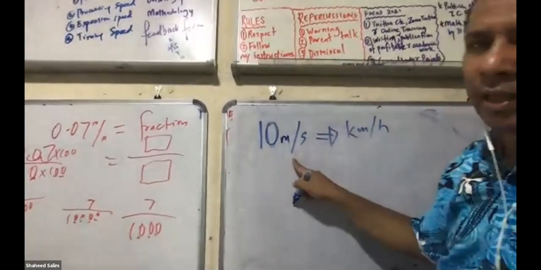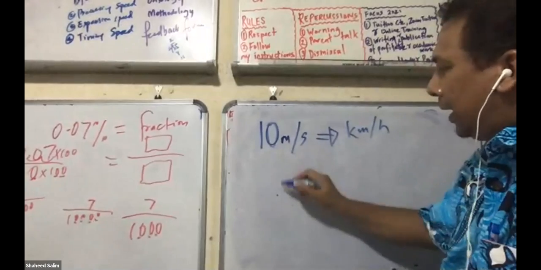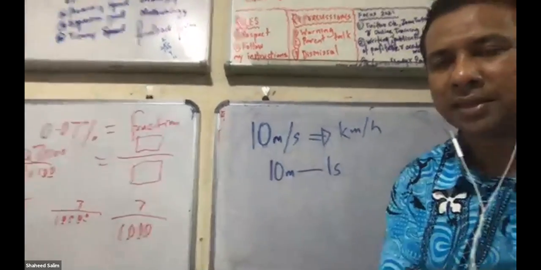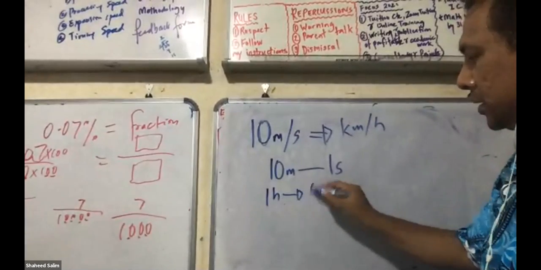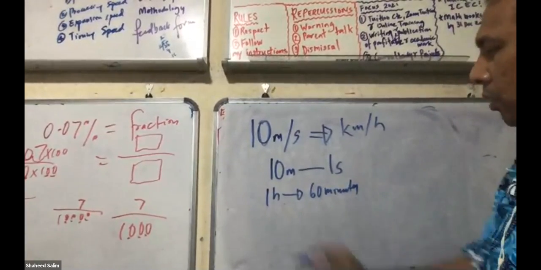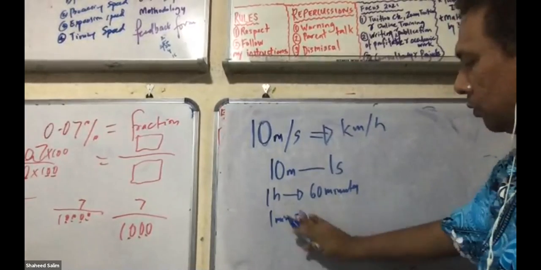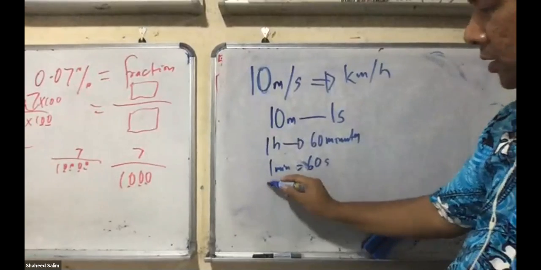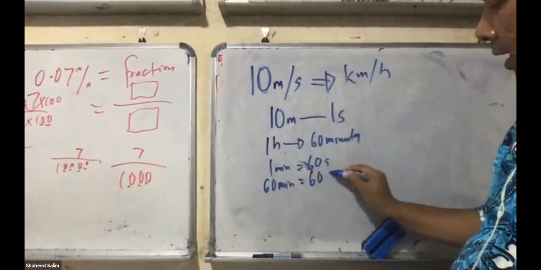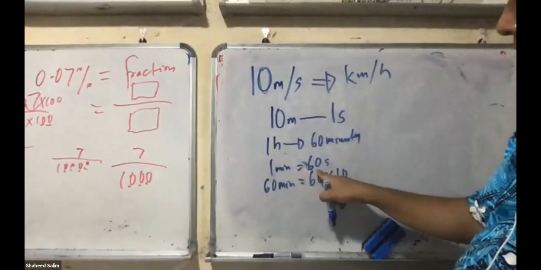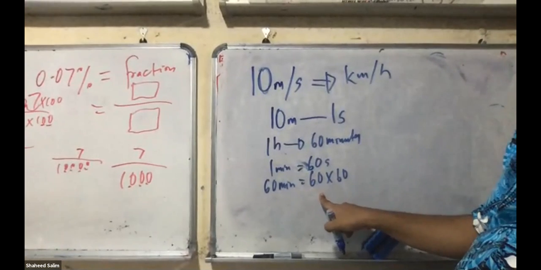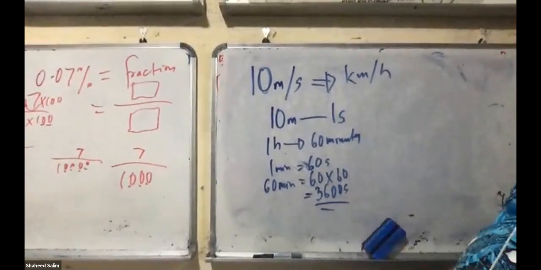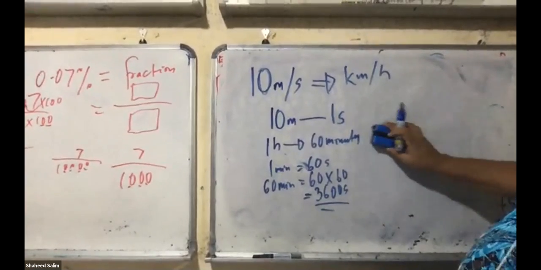So how to do it? You must first understand what this means. This means 10 meters in 1 second. So the object can travel 10 meters in 1 second. Let us find out how many seconds there are in 1 hour. 1 hour has 60 minutes, and 1 minute is 60 seconds. So 60 minutes is 60 seconds times 60. Are you okay with this part? So 1 hour has 3600 seconds. Now I'm going to write this here.